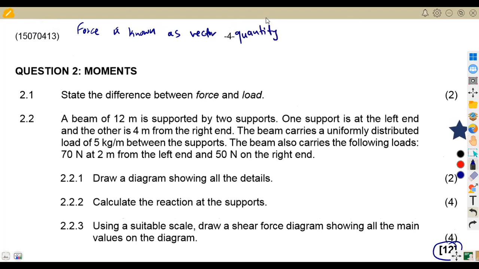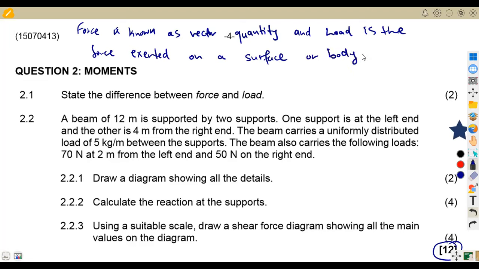Then the load, in this case, the load is the force exerted. So we've got the force that is being exerted on a surface or body. That's what you're going to have between the two. For these ones, guys, you've got different formulas that you can use. I don't know which one is best for you, but that's what we had.